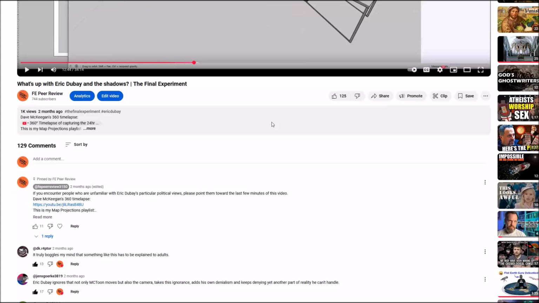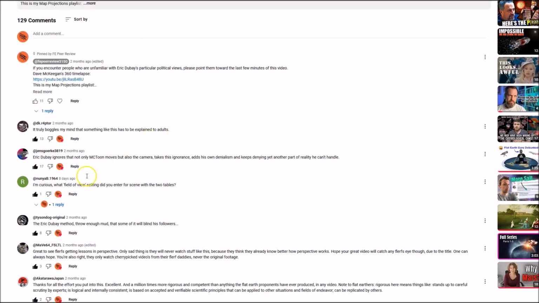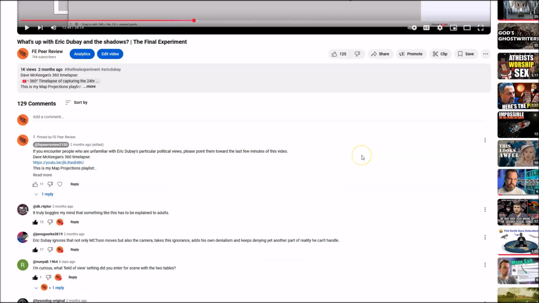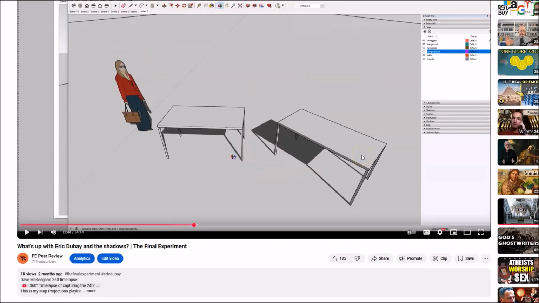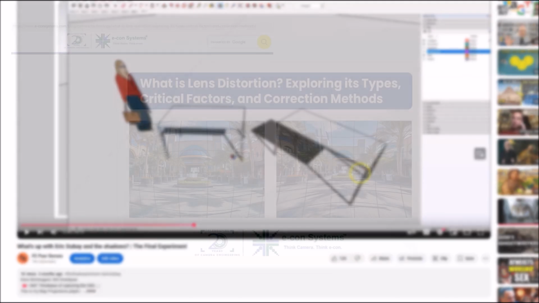I got a comment. Somebody wrote a comment here, Nunia B. I'm curious, what field of view setting did you enter for the scene with the two tables? And I used 35 degrees. And I thought that might make a good little subject for a video of its own, how that works in SketchUp, because I don't know if it's necessarily exactly parallel to or exactly the same as what goes on with cameras and lenses. So let's take a look at that briefly.